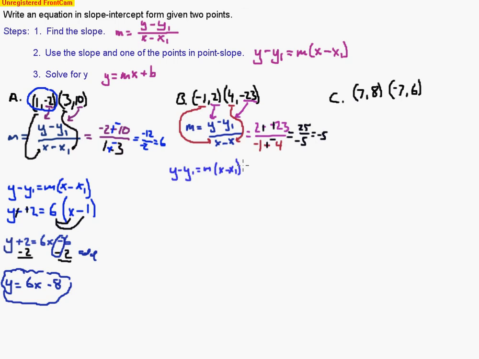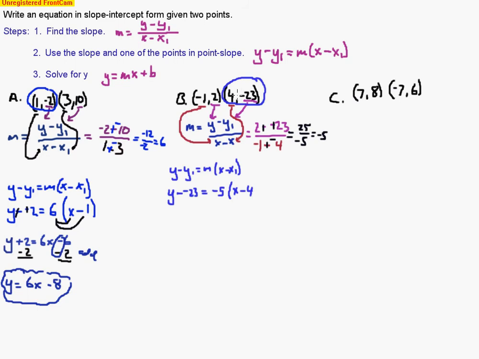Again, it doesn't matter which one. This time I guess let's take this one here, 4, -23. That seems like a tough number. So I'll rewrite the equation. y minus -23 equals the slope. The slope is -5 times x minus 4.